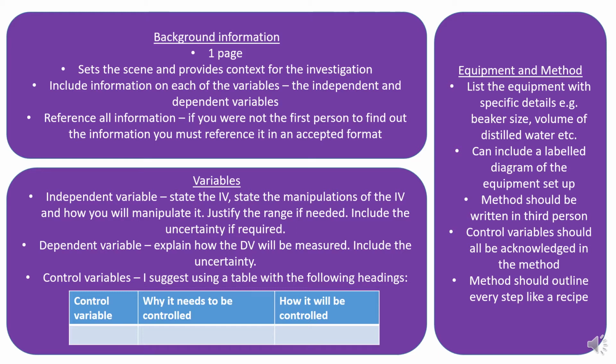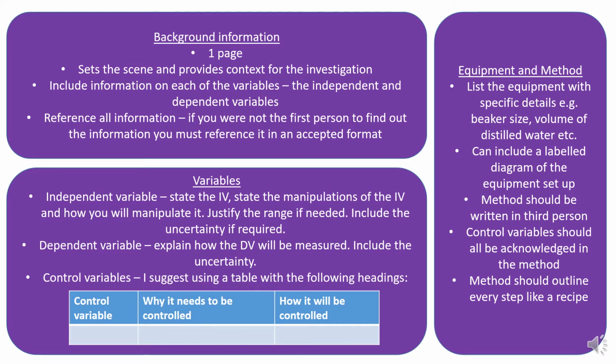The dependent variable, so you need to explain how the dependent variable will be measured. So if we go back to the date one, so different types of dates and the amounts of reducing sugars, for that, you would use a Benedict's test and then a colorimeter to measure the absorption of each solution. You need to explain that in detail. Not too much detail because it's not the method, but in enough detail for the reader to understand. And again, include the uncertainty of the apparatus or the equipment if you need to.